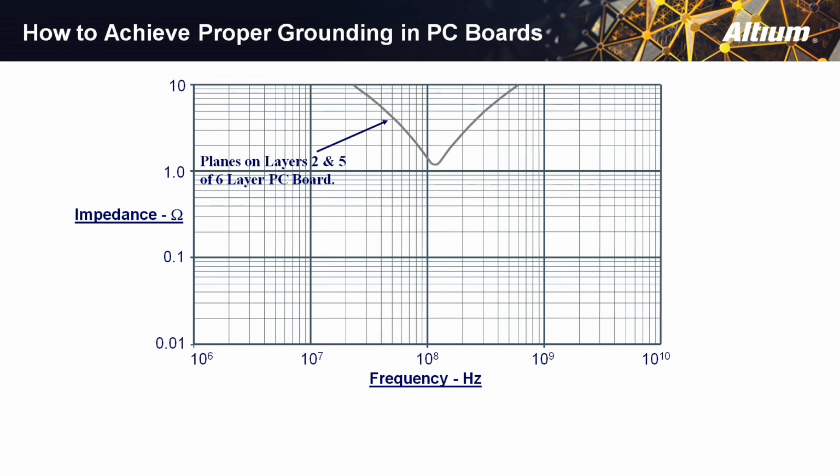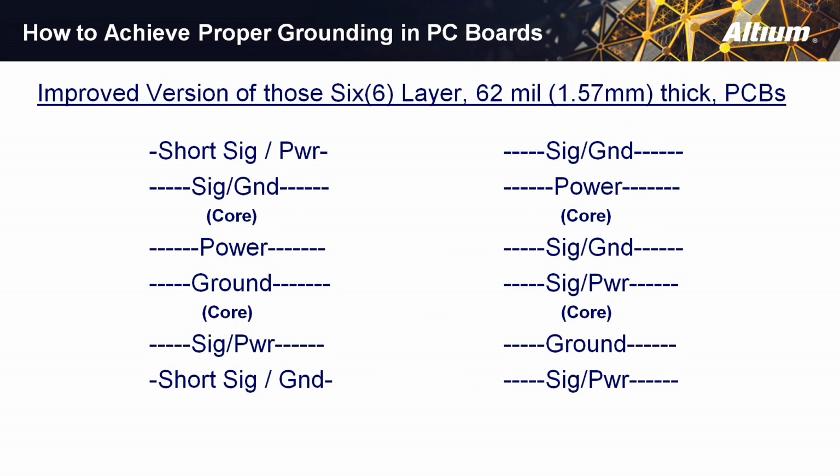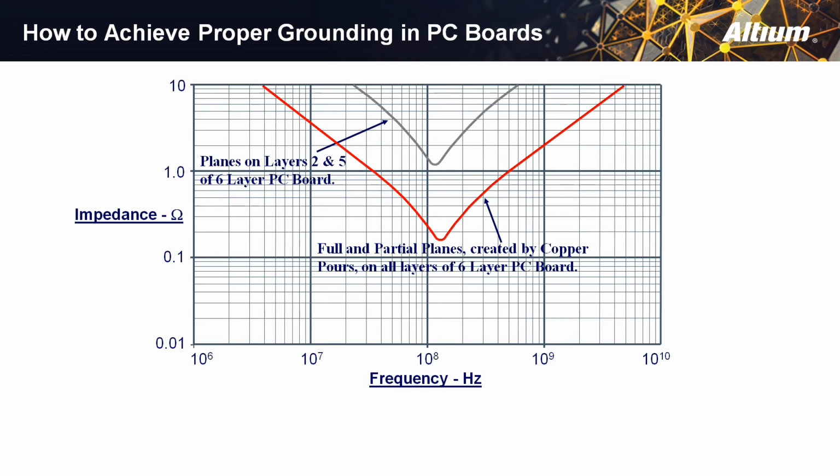This is the power planes of a 6-layer board with power and ground on 2 and 5. You can see it's not a very low impedance. We don't even achieve 1 ohm impedance with these planes in this structure. Just by redesigning it and adding the copper pours, the power bus impedance reduces by an order of magnitude, a factor of 10 to 1 reduction in the overall impedance.